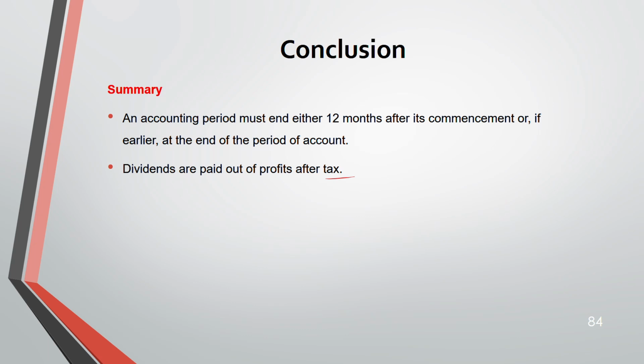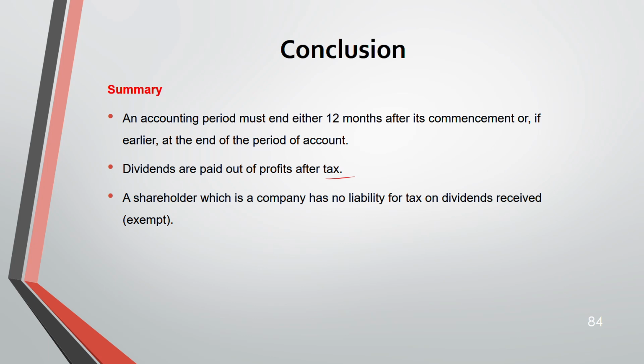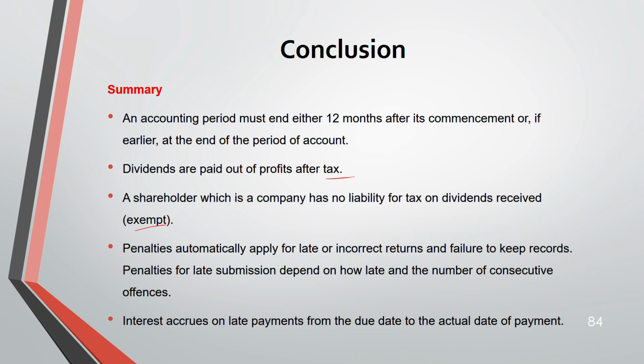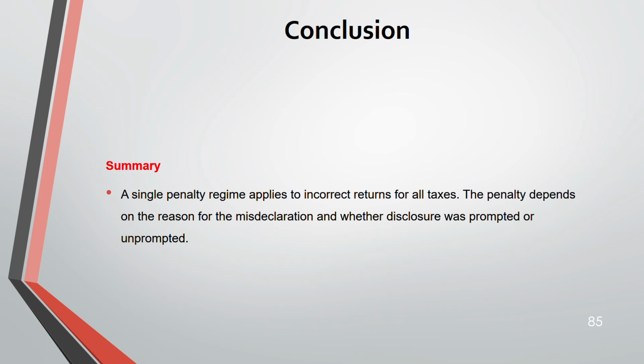Now a shareholder, which is a company, has no liability for tax on dividends received. It is exempt. If a company is receiving a dividend, it's not taxable, exempt. Penalties automatically will apply for late or incorrect returns and failure to keep records. Penalties for late submission will depend on how late you are and the number of consecutive offenses. Interest will run from the due date to the actual date of payment. And a single penalty will apply for all the incorrect returns for all taxes. This penalty depends on the reason for misdeclaration, whether disclosure was prompted or unprompted.